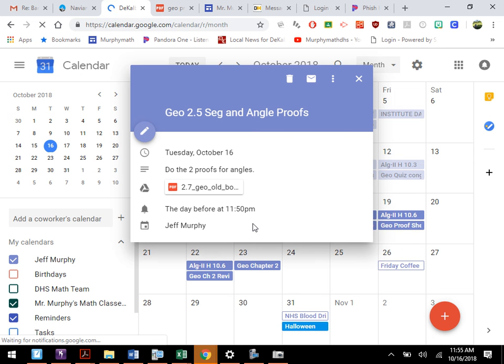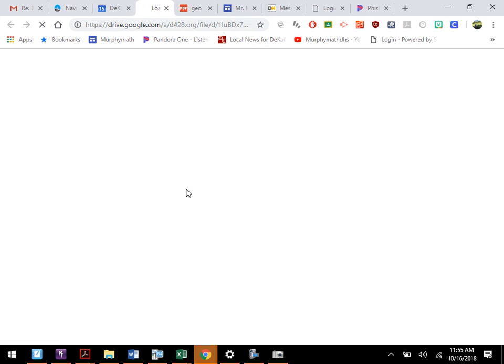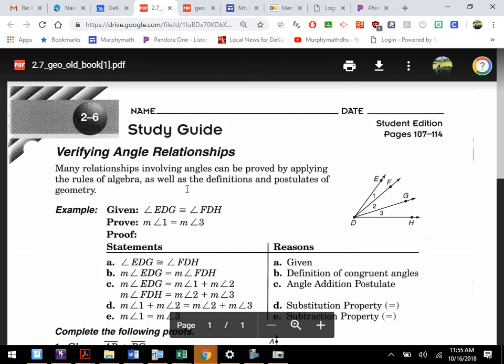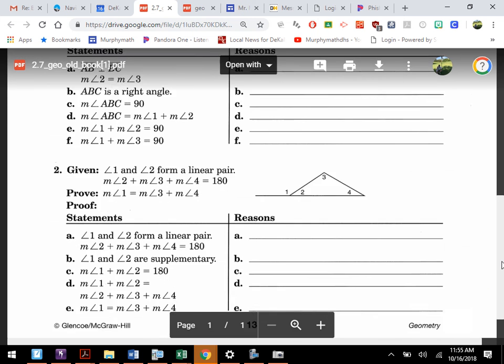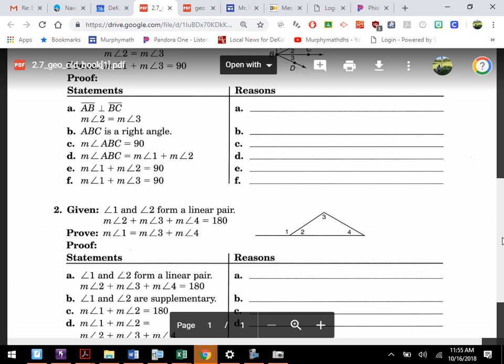There's one that says 2.7 Geo old book. It's fine. From the old textbook. Like 2 textbooks ago. I want you to do these 2 prompts here, 1 and 2. They're fill in the blank. Pull it up on the calendar now. Screenshot it so you have it so you don't lose it. But just write them out on a sheet of paper.